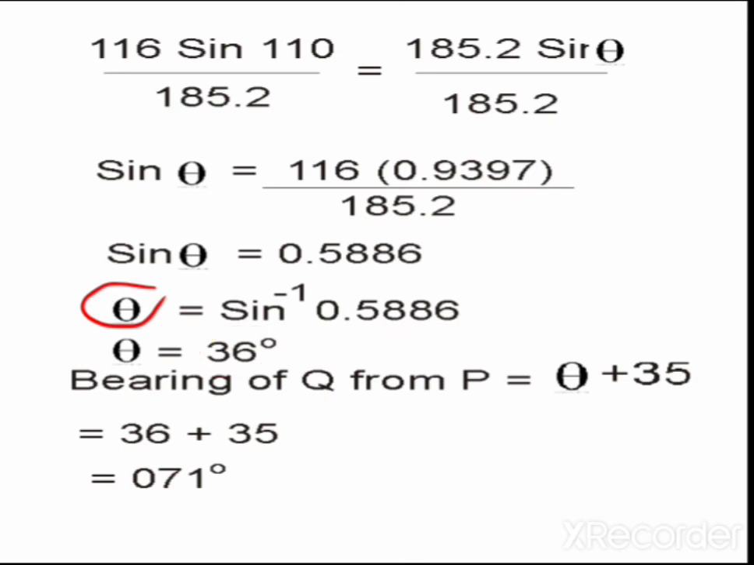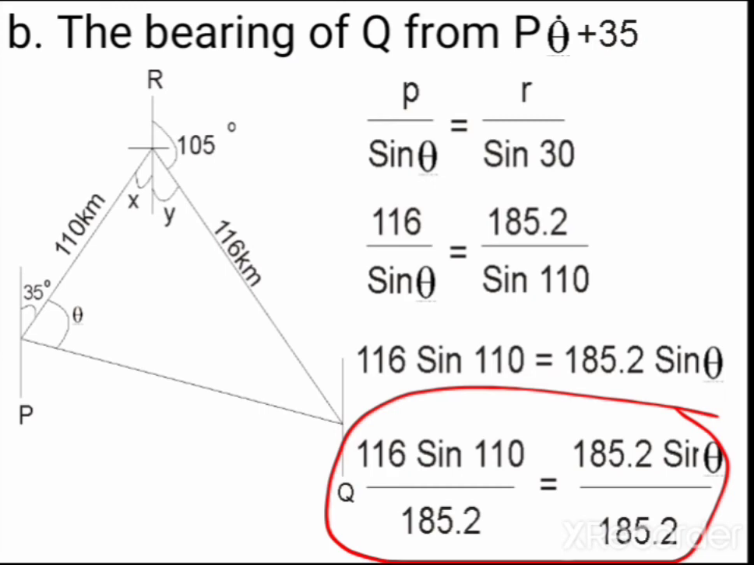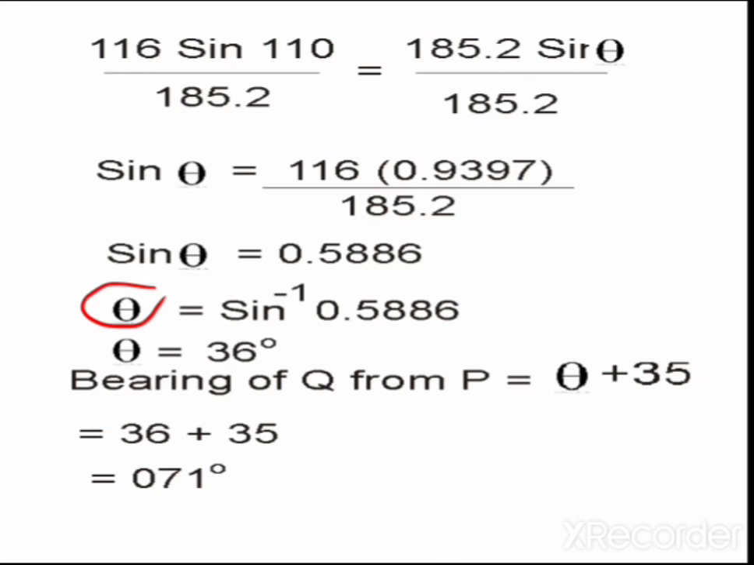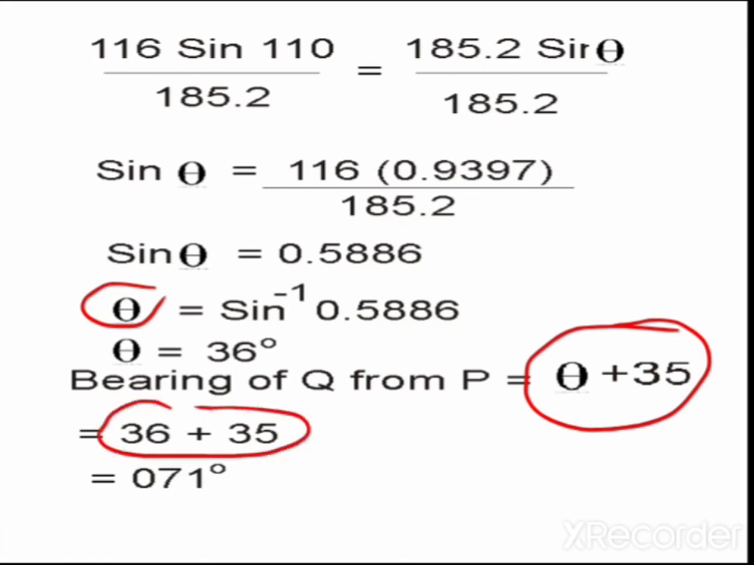Now the bearing of Q from P. Let's go back to the diagram. The bearing of Q from P is this angle, which is 35 plus theta. So the bearing of Q from P is theta plus 35 degrees. And we got theta as 36. So 36 plus 35 is equal to 071 degrees. I used 3-digit bearing. So you put your answer as 3-digit bearing.